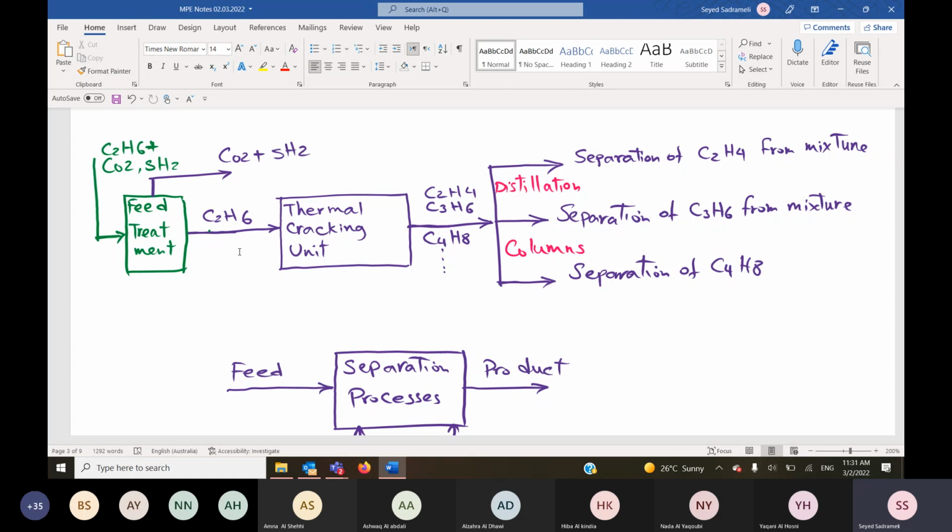Then at the end, you have a mixture of hydrocarbons, the olefins and lighter hydrocarbons, which are the products of the cracking unit. So we send them for separation in the distillation unit. We have several distillation columns. In the different distillation columns, you can separate each component from the others by boiling points.